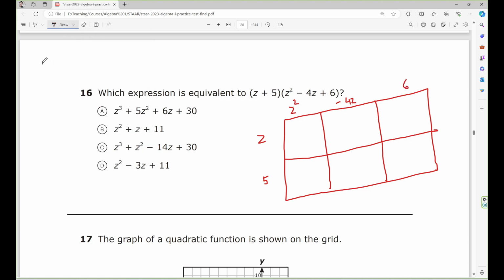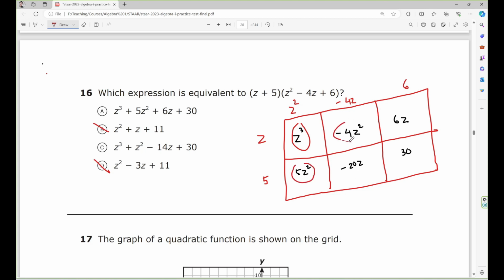Alright, now I just multiply each of them. z times z squared is going to be z cubed. z times negative 4z is going to be negative 4z squared. z times 6 is going to be 6z. 5 times z squared is going to be 5z squared. 5 times negative 4z is going to be negative 20z. 5 times 6 is going to be 30. Now you just combine like terms and you're done. z cubed. You see that? You have z cubed right here. And you need to eliminate B and D.